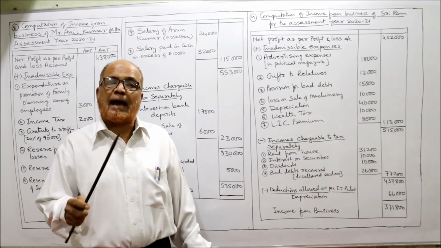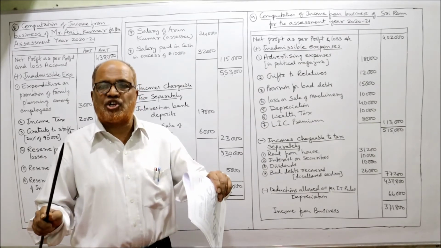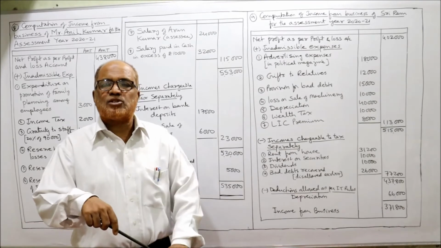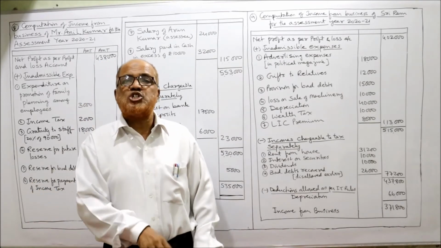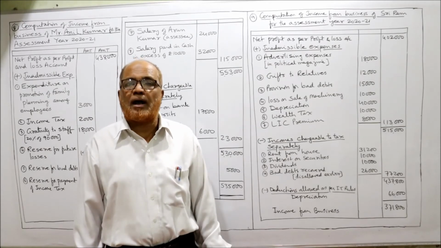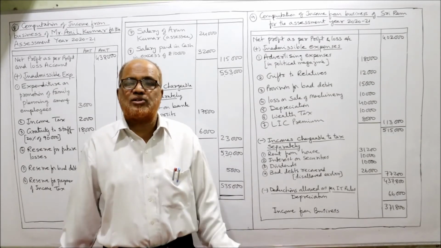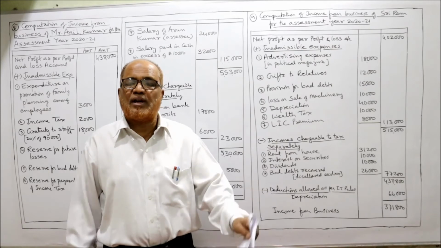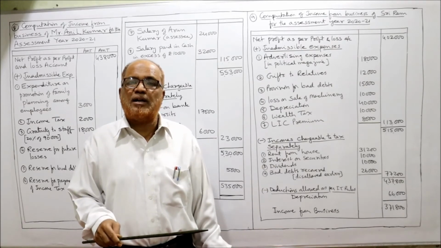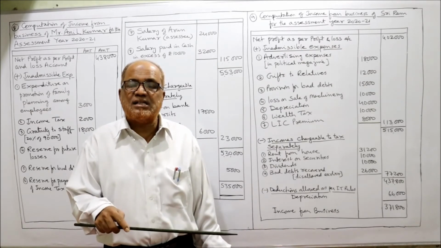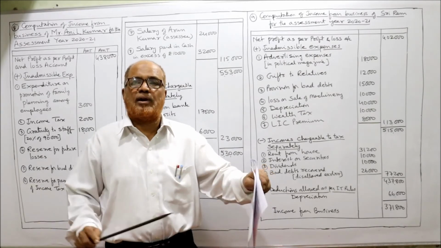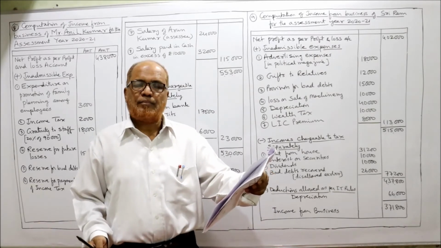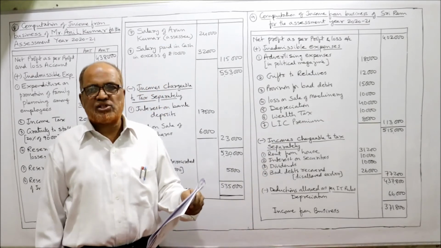Advertisement expenditure capital in nature will not be allowed as deduction. Similarly, advertisement expenditure incurred in a magazine which is published by a political party will not be allowed as deduction. So here, specifically, the advertising expenditure was incurred in a magazine published by a political party, so it is not allowed as deduction. That's all. So the adjustments I have explained to you.